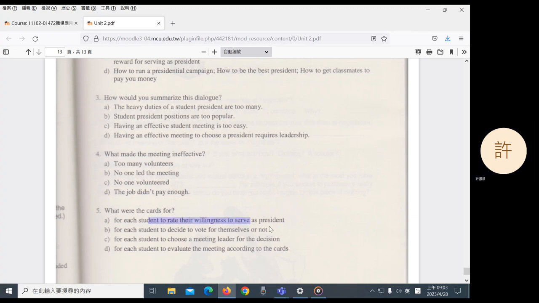Number five, what were the cards for? A, their idea is each person can say how willing they are to be president, and that can help save time when they choose a candidate. 先排除不想当的人，就可以节省开会时间. So now that you know the answers, let's listen one more time, and then I'll let you take a break.